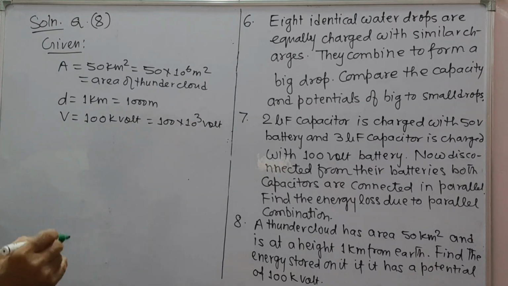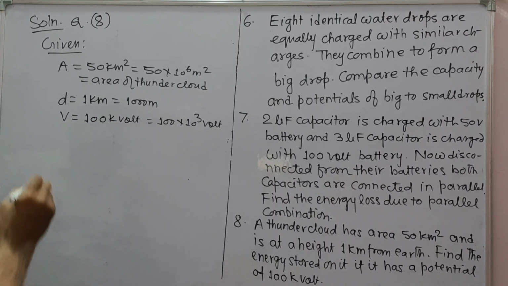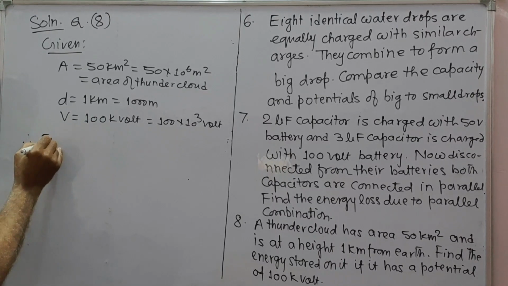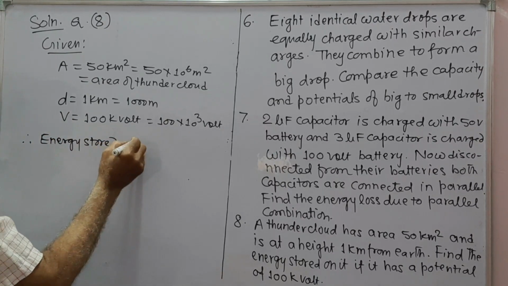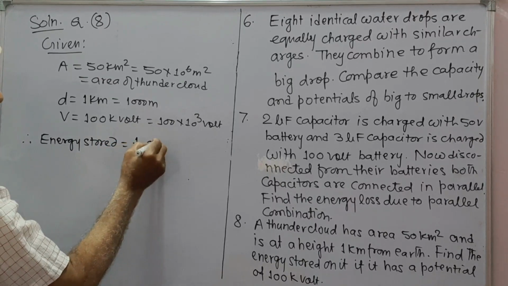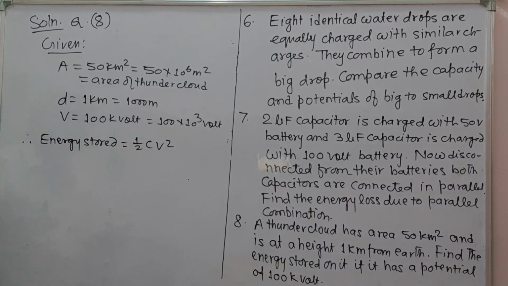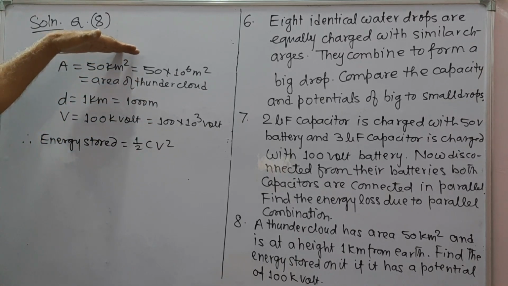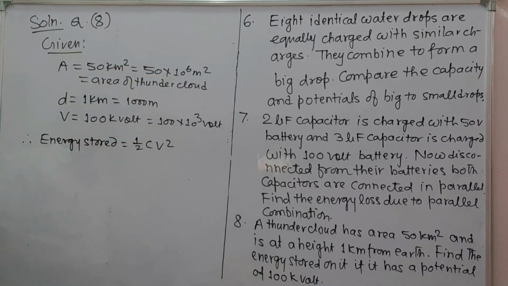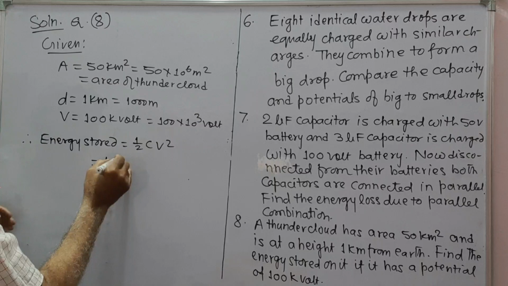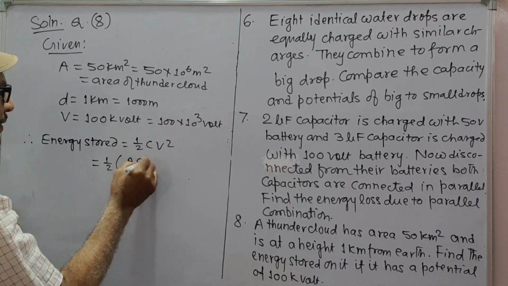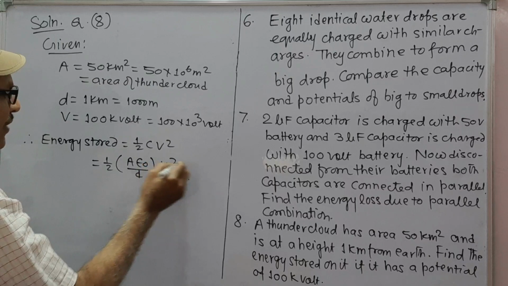We have to find the energy stored. Therefore, energy stored will be equal to half C V square, where C is the capacitance of the parallel plate capacitor constructed by the thundercloud and the equal area of earth below it, that is 1 by 2 A epsilon naught upon D into V square.